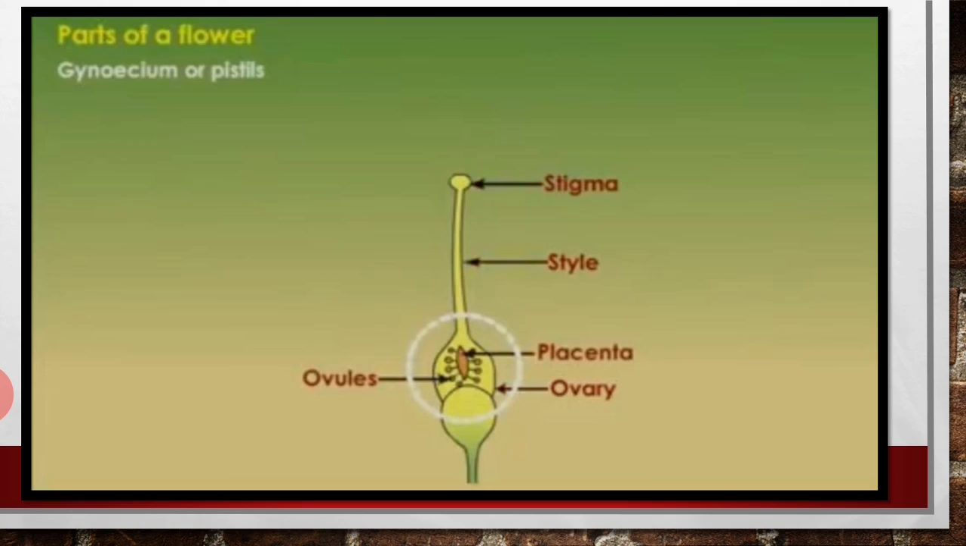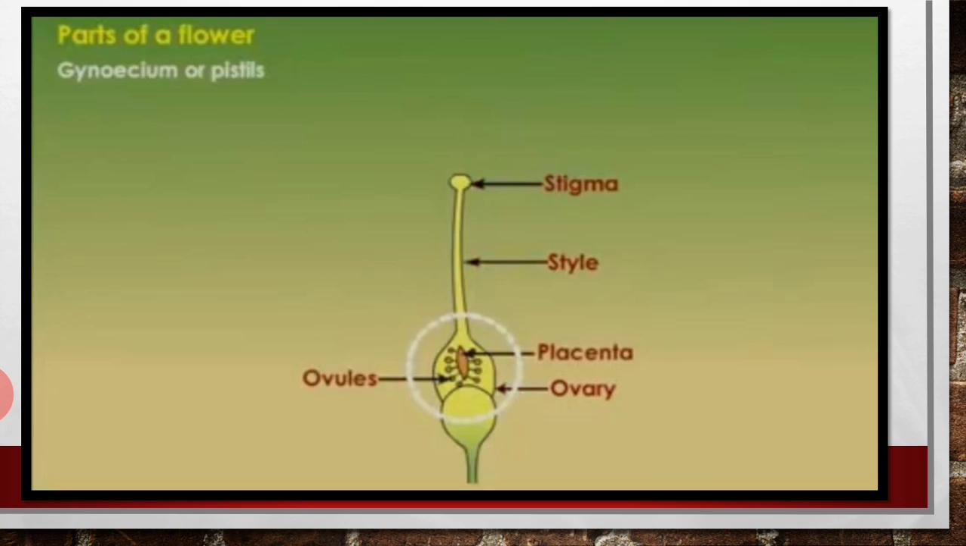There are many other functions of it, such as how reproduction happens in the flower, which we are going to study in our senior classes. Here we are going to study only the major structure of a flower. What are the parts of the flower?